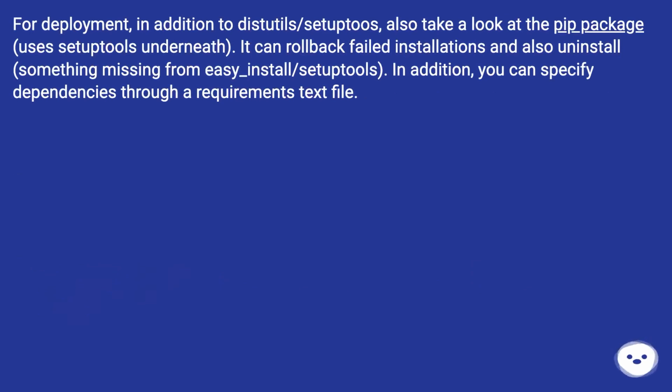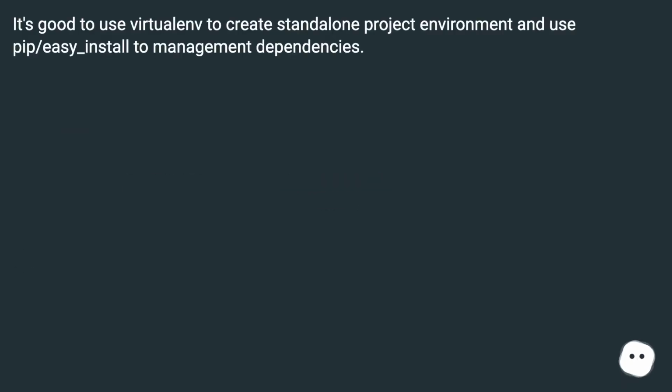For deployment, in addition to distutils/setuptools, also take a look at the pip package, which uses setuptools underneath. It can roll back failed installations and also uninstall, something missing from easy_install/setuptools. In addition, you can specify dependencies through a requirements text file. It's good to use virtualenv to create a standalone project environment and use pip/easy_install to manage dependencies.